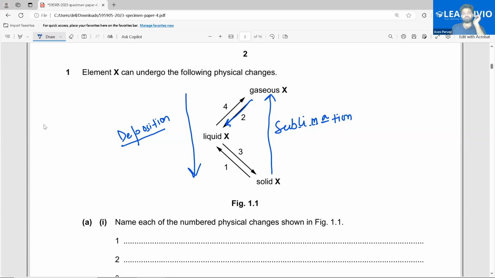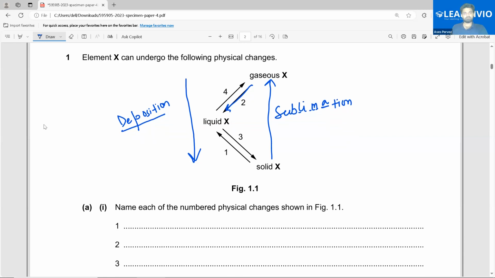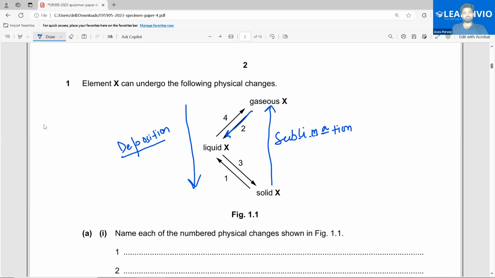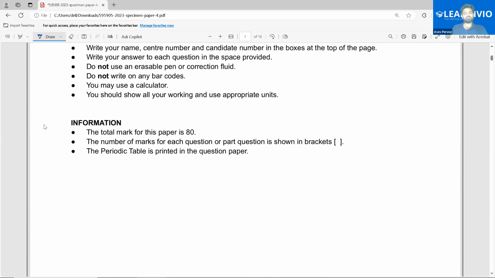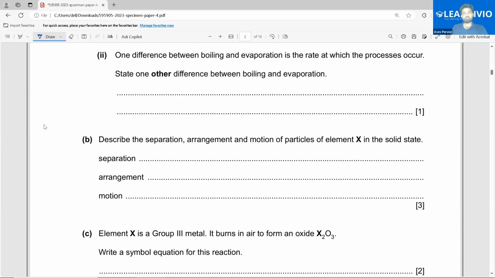Note not only the one that you don't know, but both solid to gas and gas to solid. Wait, why are we doing this from the very starting? Yes, we are doing it because it is a new paper that we are solving.